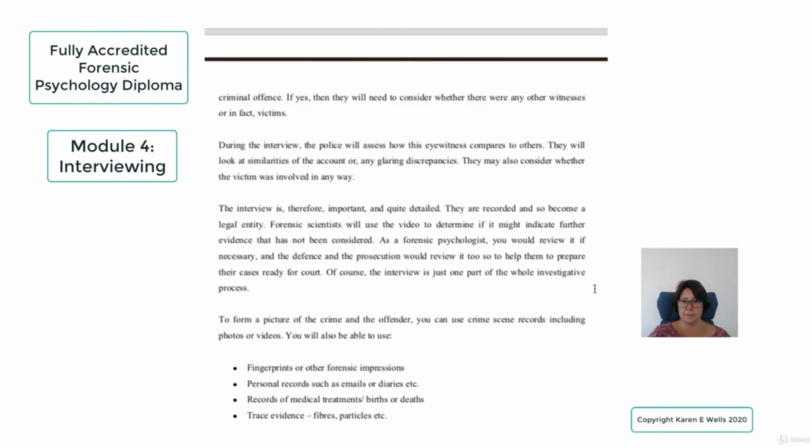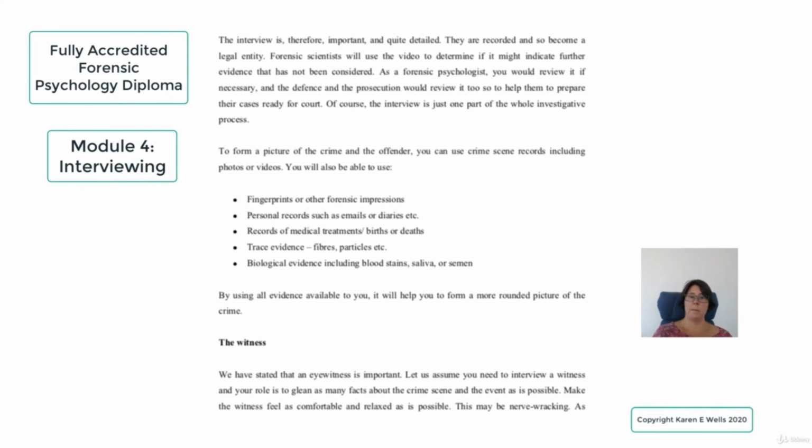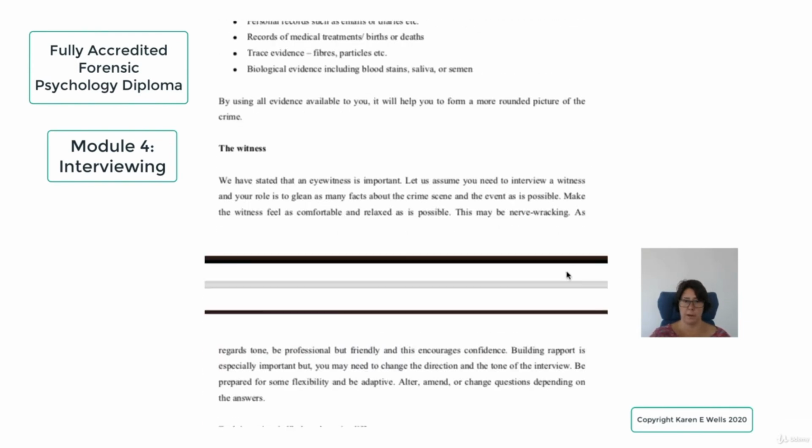So, to form a picture of the crime and the offender, you will use crime scene records, including photos and videos. You might also be able to use fingerprints and other forensic impressions, personal records like emails, diaries, records of medical treatments or births or deaths, trace evidence, biological evidence too. Now, you're going to be using all the evidence available to you, and that is going to help you to form a more rounded picture of the crime.